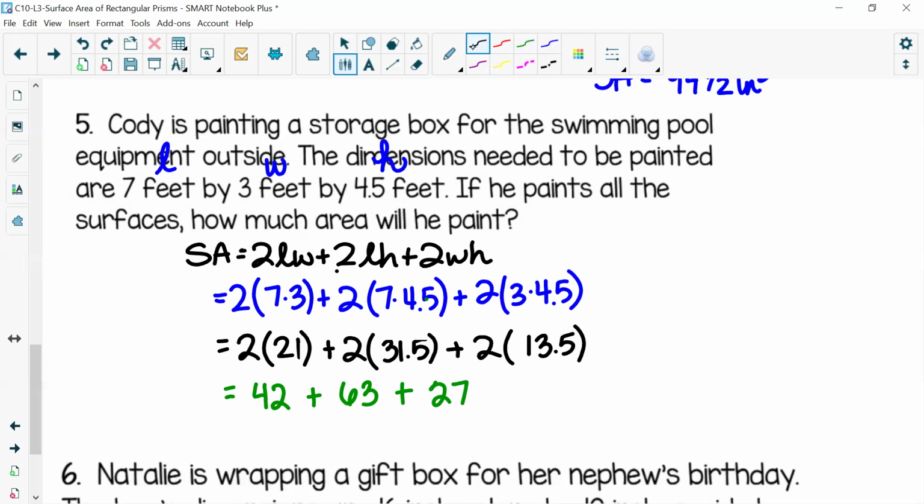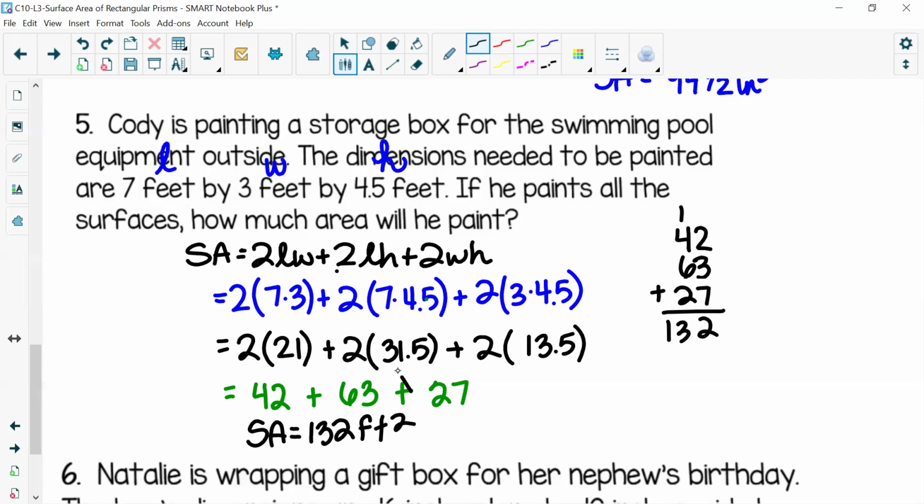So now, come over here, I have 42 plus 63 plus 27. So I have 10, 12, carry that 1, 10, 11, 12, 13, 132. My surface area is 132 feet squared. It says, if he paints all the surfaces, how much area will he paint? Well, Cody will paint 132 feet squared.